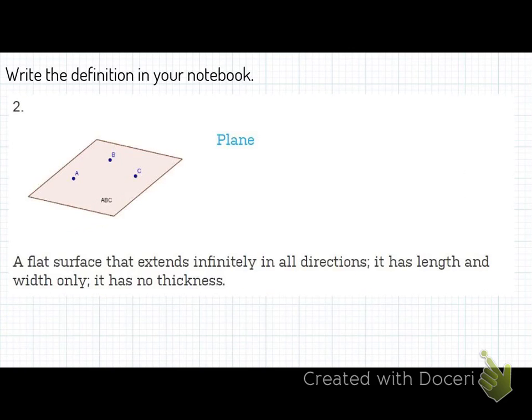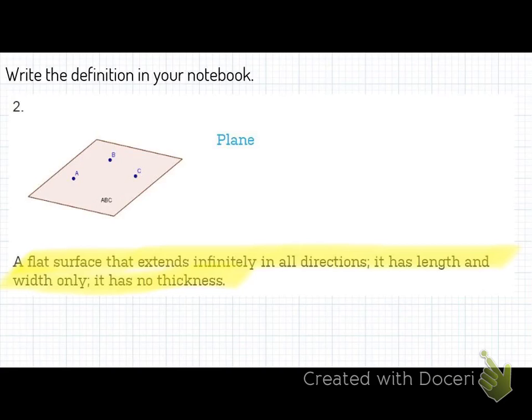Next one is a plane. Okay, a plane, not like an airplane, but a plane is a flat surface that extends infinitely in all directions with length and width, and it has no thickness. So think about the top of your desk. The top of it is a plane. Of course your desk is limited, but pretend your desk went in infinite directions everywhere. You could imagine it going into forever, and it has no thickness. It's not like a board, it's just a flat plane, okay?